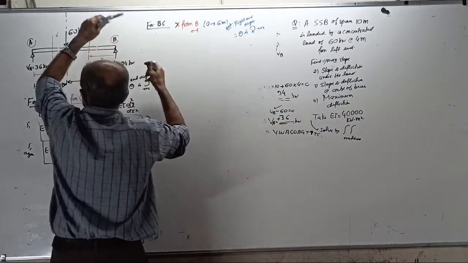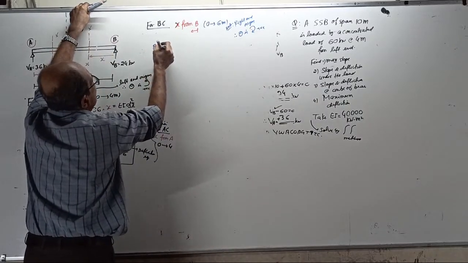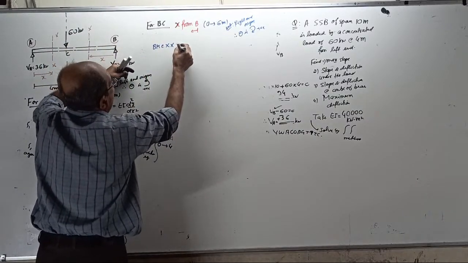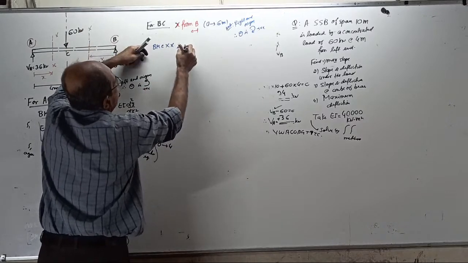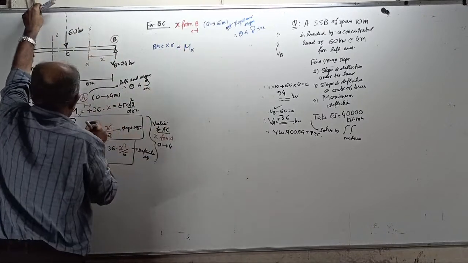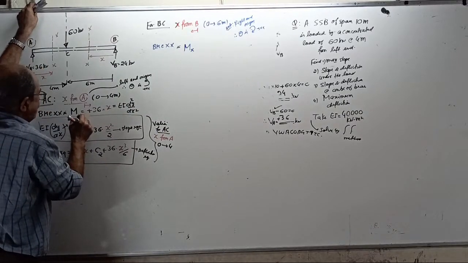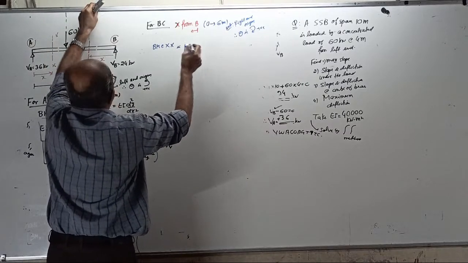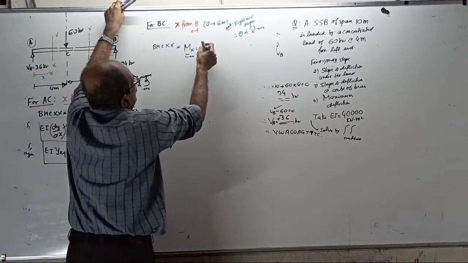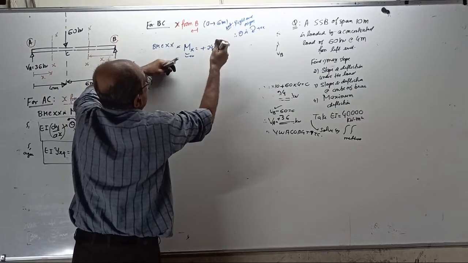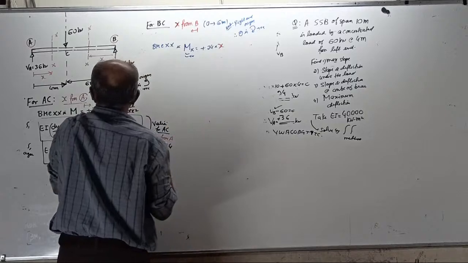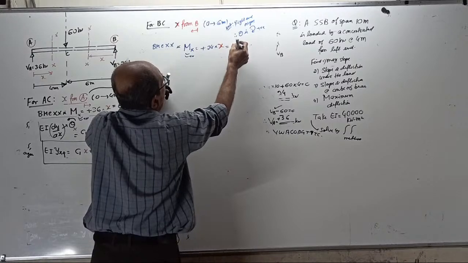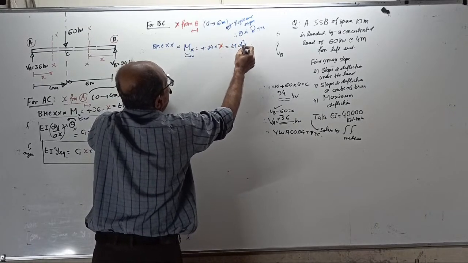Remember. So here, the bending moment at x, that is called Mx. Remember, Mx is always sagging positive. Here also, sagging positive. Equal to, look this side, plus 24 into x. Now equate to EI d square y by dx square.